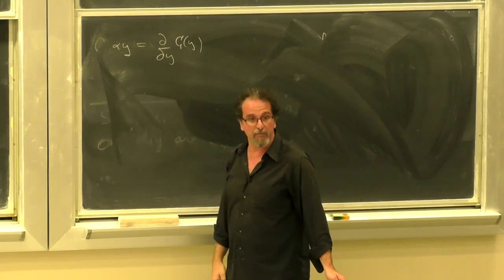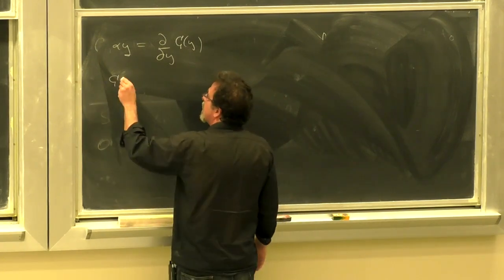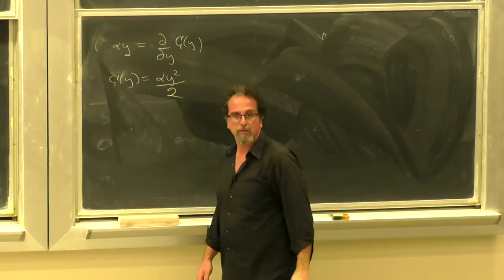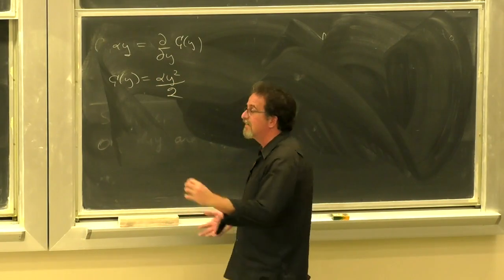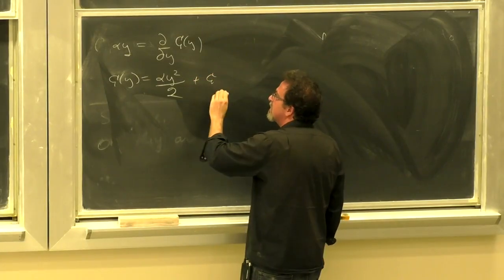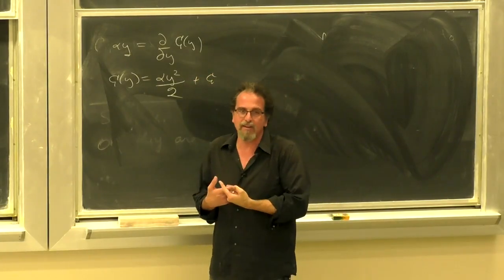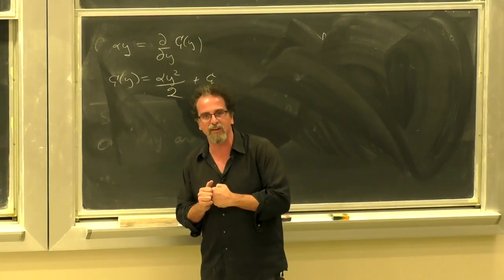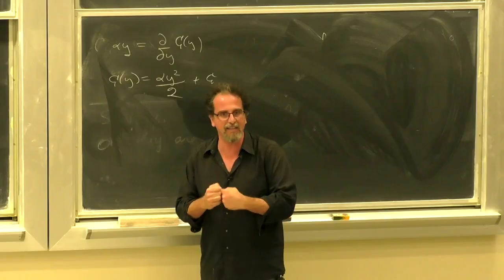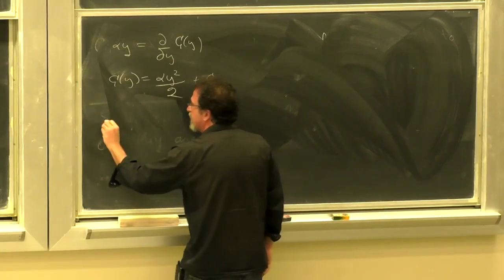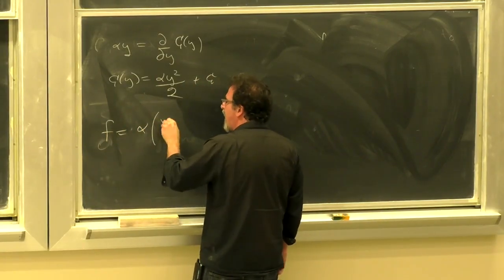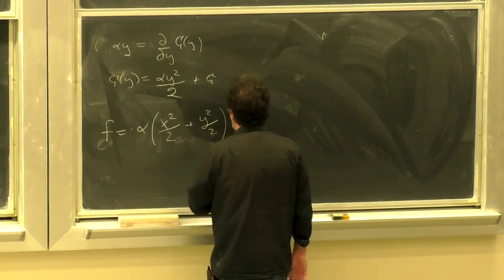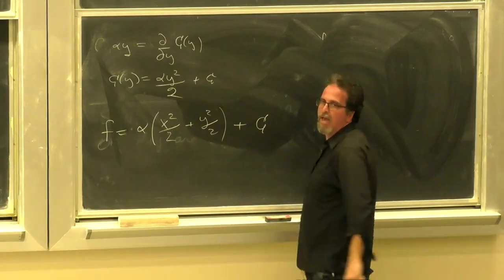Now I take the antiderivative of this equation, and I'm left with c of y equal to alpha y squared over 2, plus a constant. Could it depend on x now? Well, I already figured out the x dependence. This is truly a constant right now. So let me put it together, and I've got little f equal to alpha x squared over 2 from there, plus alpha y squared over 2 from here, plus any arbitrary additive constant.